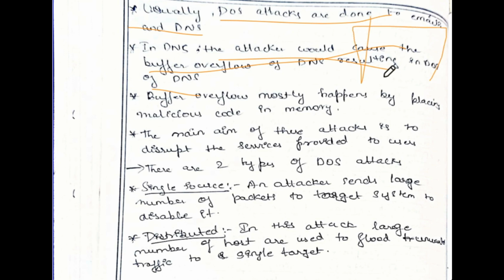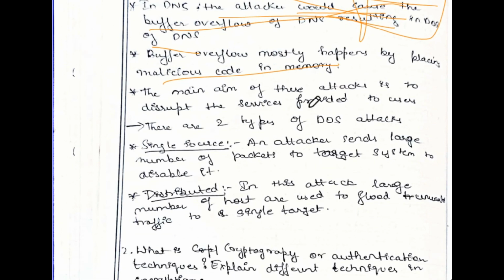What happens if this is a DNS? A hacker can send multiple queries to the DNS at a single time, which may cause the server to shut down or buffer overflow. This is known as buffer overflow. Buffer overflow mostly happens by placing malicious data in the memory.